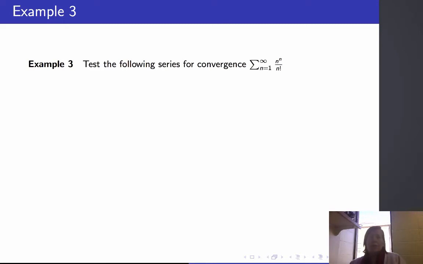Well, let's test another series for convergence using our ratio test. This time we're going to look at the sum from 1 to infinity of n to the n over n factorial. So both of these functions are growing very fast. They're both heading off to infinity as n goes to infinity, and it's kind of hard to tell which one's going to win the race.